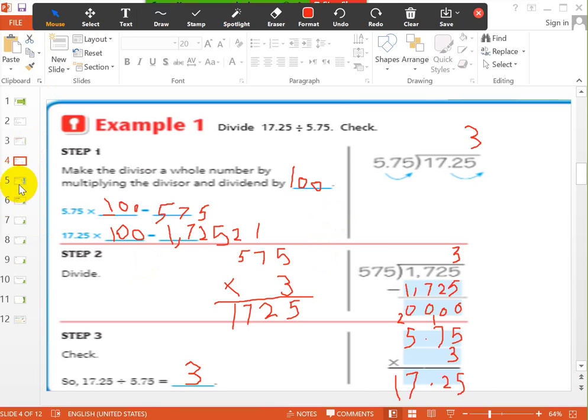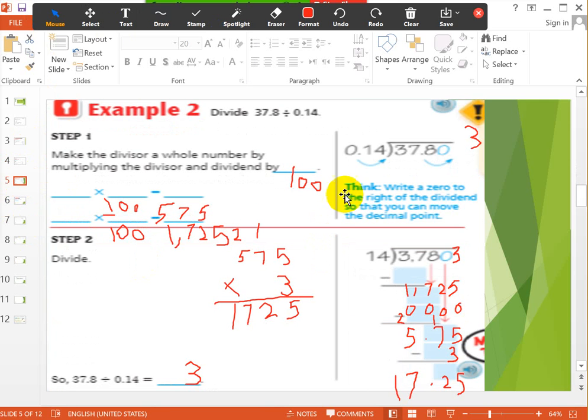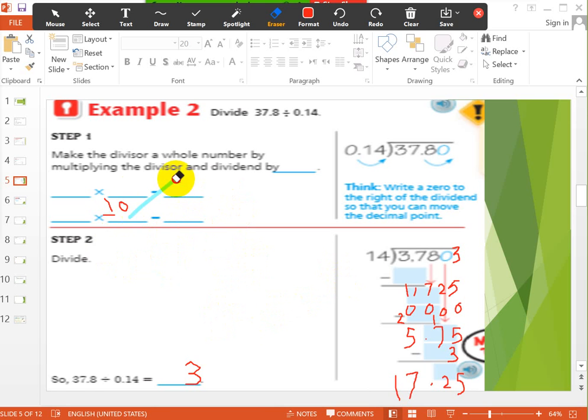Okay, girls. So in this lesson, we will repeat the same steps to division. Now you have to focus with me if you didn't understand. Now, look, I want to divide 37.8 tenths on 0.14 hundredths. So how will I remove the point?